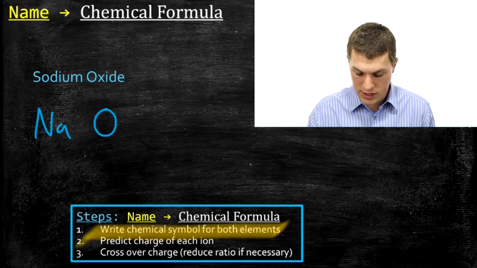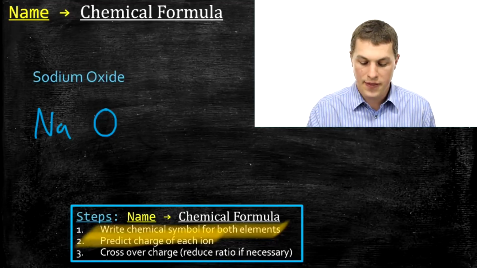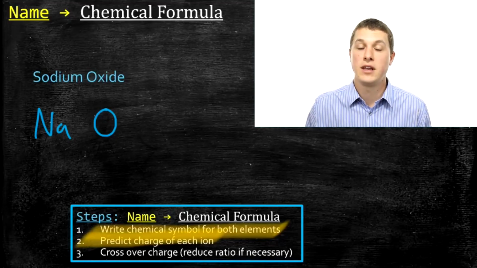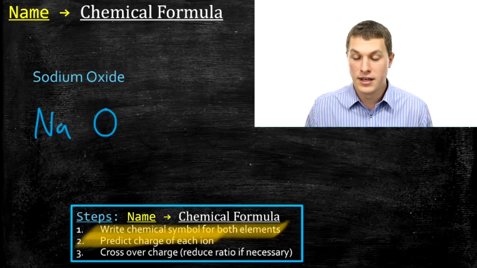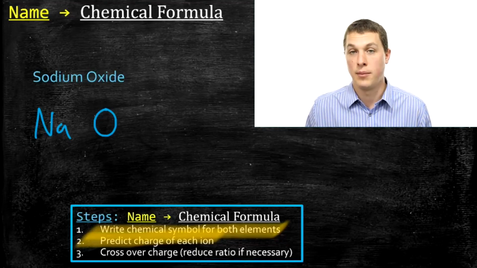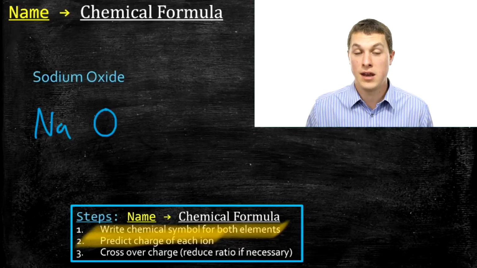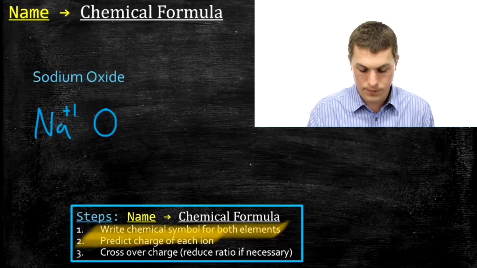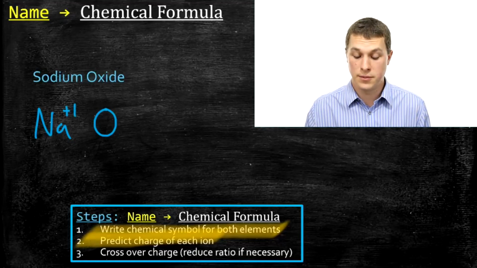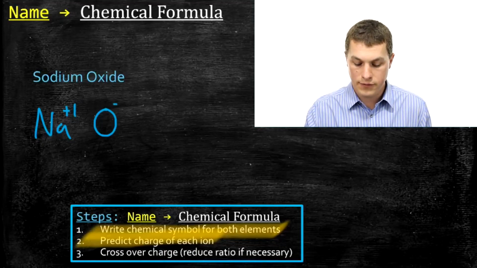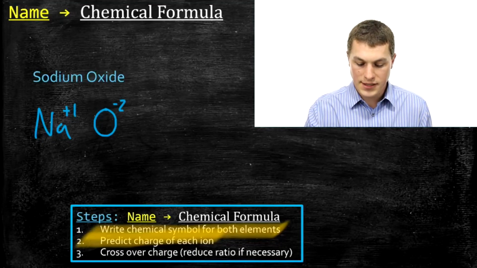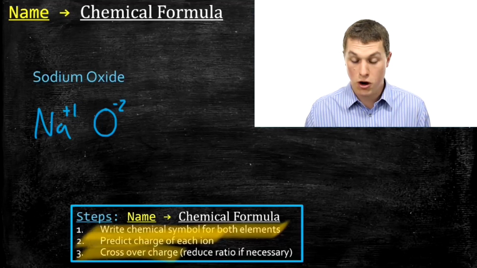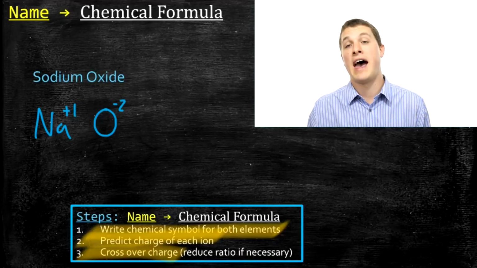Step 2 says predict the charge of each ion. And that's where it's really important to have watched my video on predicting the charge of an ion. If you don't know how to do that, you're not going to know how to do this next step. So it turns out basically the column that an element is in will tell you what charge it takes on. So Na is in the first column, and elements in the first column tend to form a positive 1 ion. Oxygen is way over on the other side of the periodic table, and it tends to form a negative 2 charge. And the last step we're going to do here is we're going to cross over the charges, and that's actually going to make sure that we have a balanced compound.